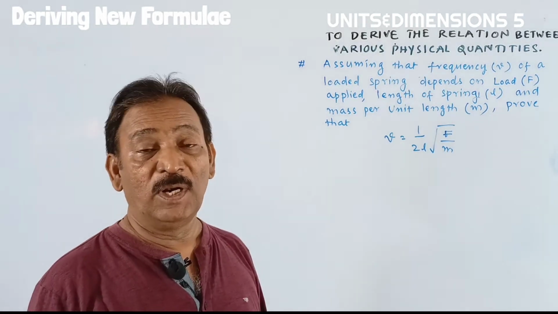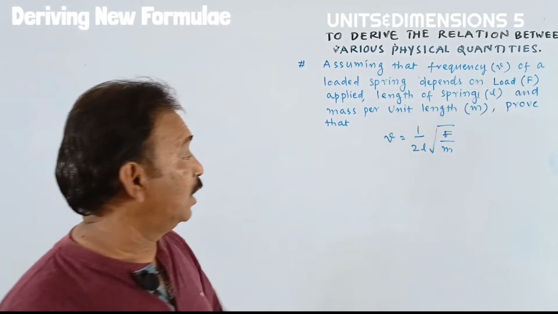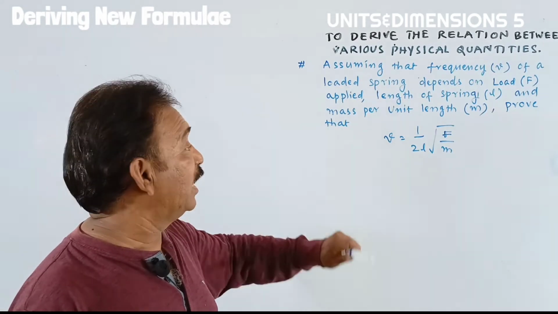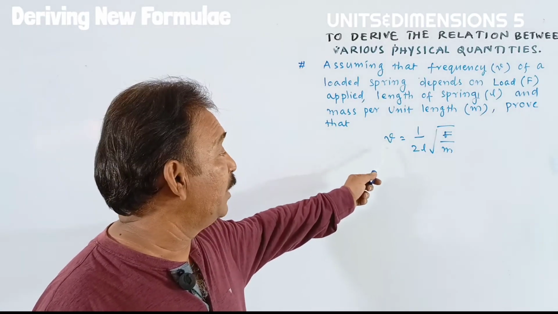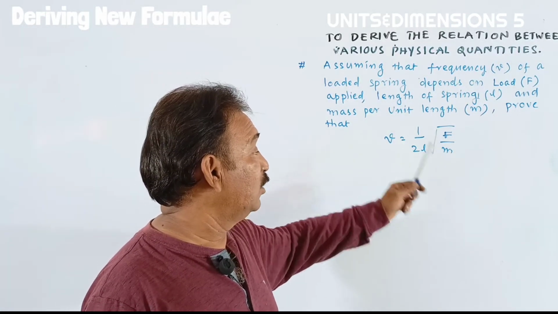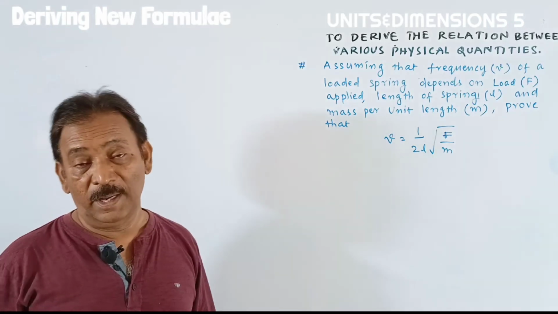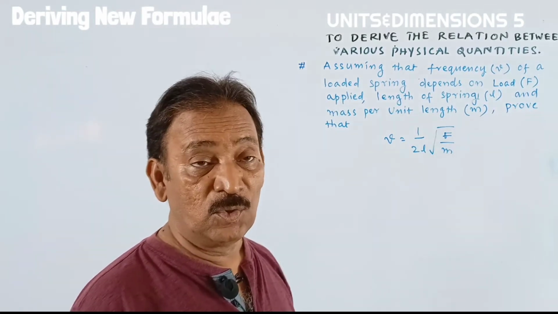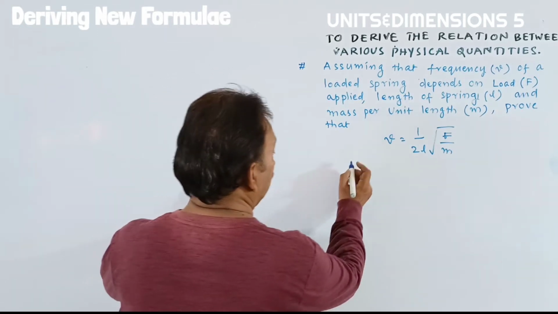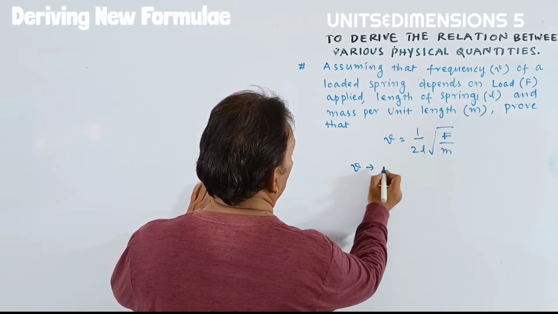Let's do one more relation, students. Here in this question, we have to derive this expression. That means frequency is equal to 1 by 2L into root of F by m. And these symbols have their usual meaning, students. Nu is frequency.